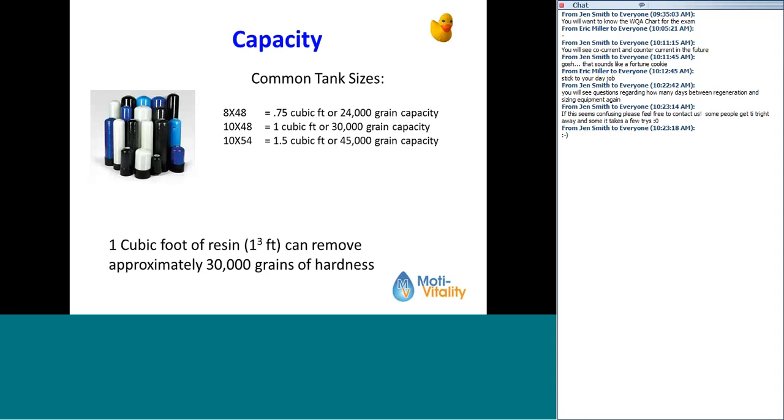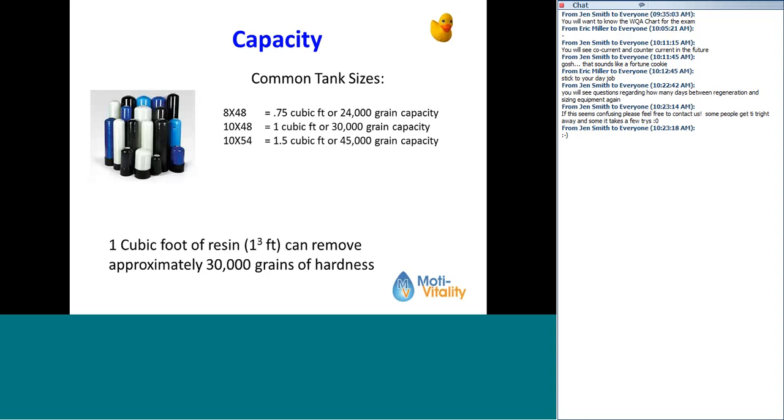It's probably just marketing, because if you salt it right and set it up with the proper efficiencies and everything, you can get 35,000 grains out of a cubic foot of resin. But in reality, in real life, when you're installing it in the home, that's not the way they're set up. And in fact, it gets even worse than that. There's something called reserve capacity that nobody ever talks about, because you've got to have reserve.